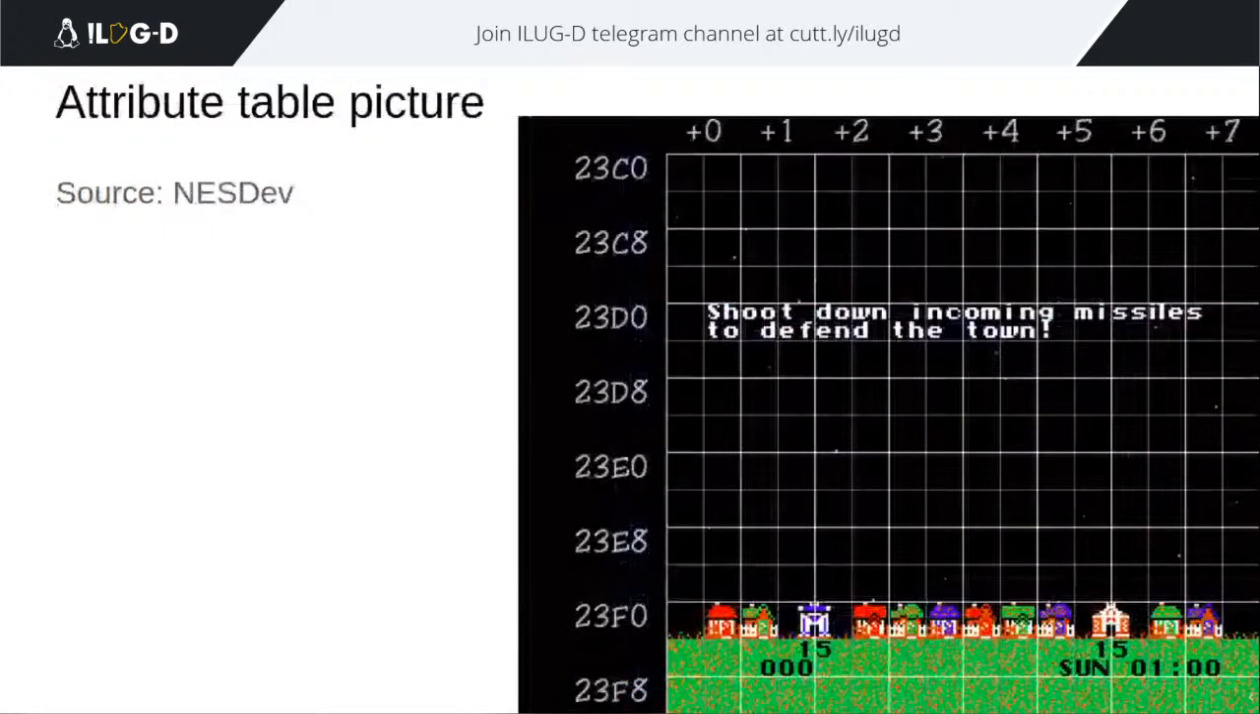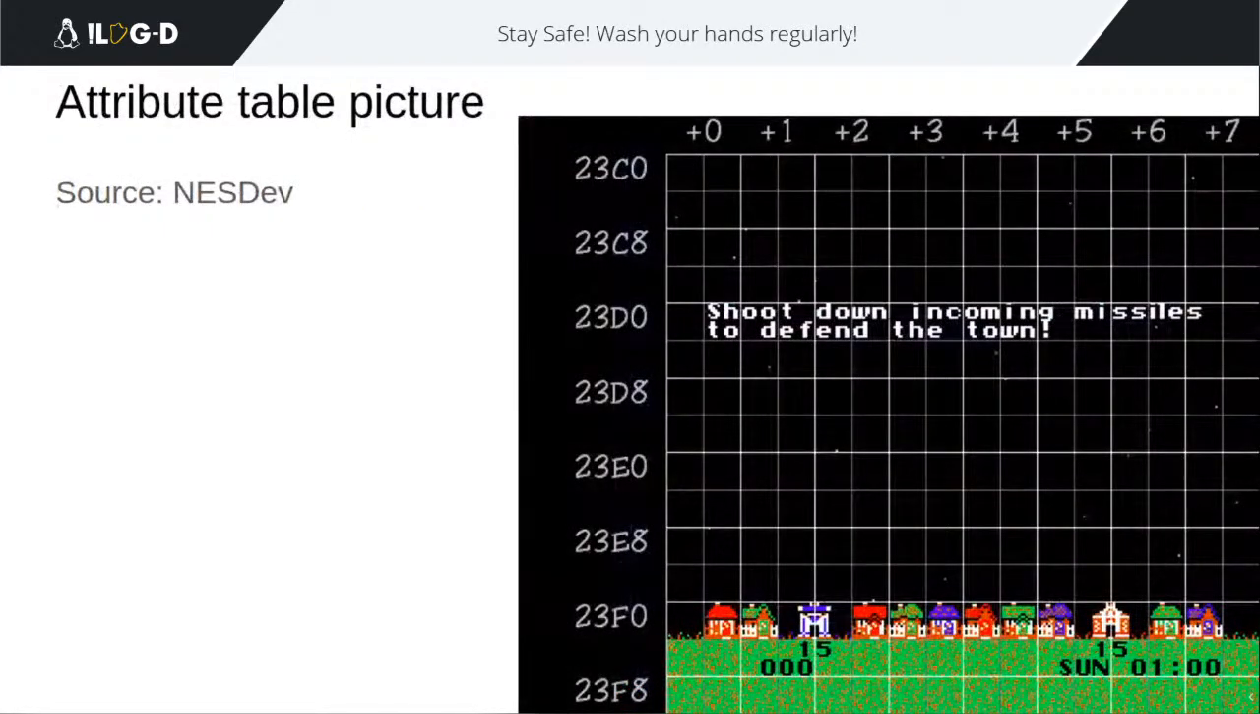Now there is also something called the attribute table. For the pattern table, we partition the screen into 8x8 sections. For the attribute table, we actually partition the whole screen into 32x32 sections, and for each section we again store 2 bits. Now I'll get into why we actually need an attribute table.